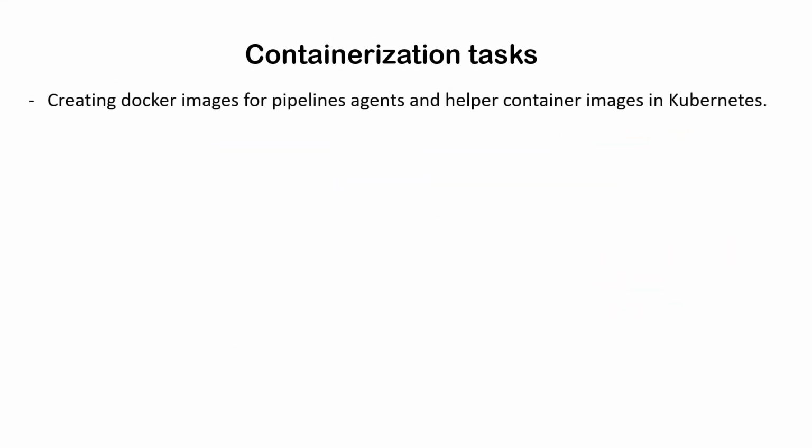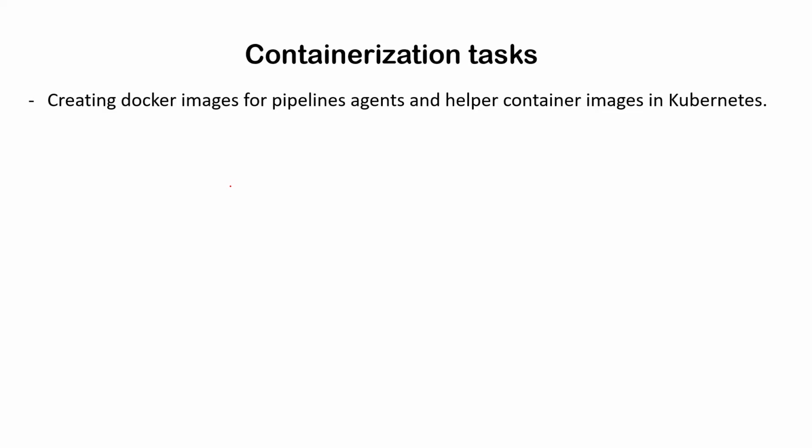Other containerization tasks that I worked on are creating Docker images for pipeline agents and helper container images. Usually Jenkins pipelines are used for CI/CD purposes, but it is not only for CI/CD processes. A Jenkins pipeline can also be used for automating some manual processes. Let's say, for example, we have a script. While running the script, the user has to supply some artifact file or a config file, and these files should be in a particular folder structure. For this small or simple process also, we can use Jenkins and automate it by using Jenkins pipelines.